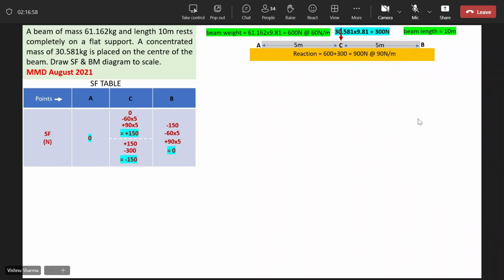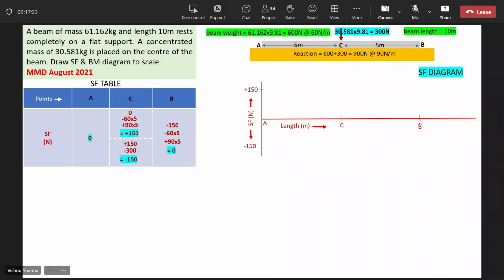Guys, if you've got these values, can you make the SF diagram, please? Make the SF diagram. Now I'll hold here. I've drawn the scale. You can take plus 150 anywhere and you can take minus 150 anywhere with the same distance on the other side, and now draw the SF diagram.